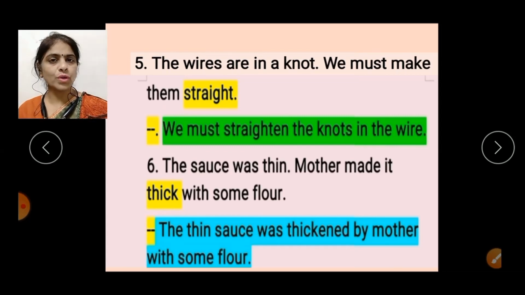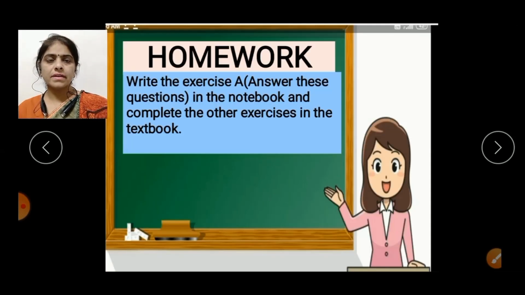Now it's time to give you homework, and your homework is to write exercise A, that is, answer these questions in the notebook, and complete the other exercises in the textbook.